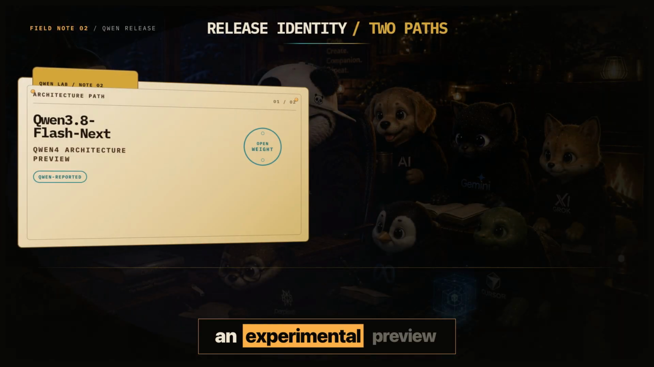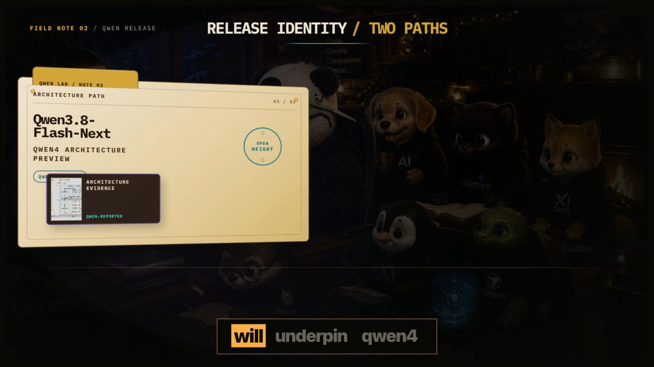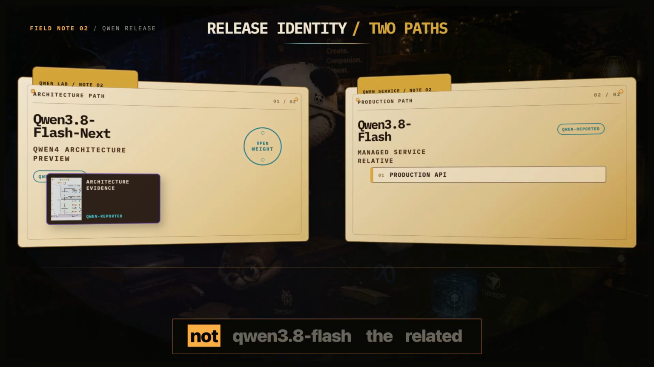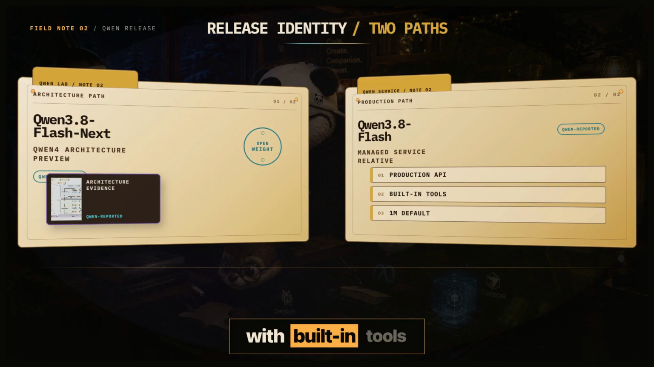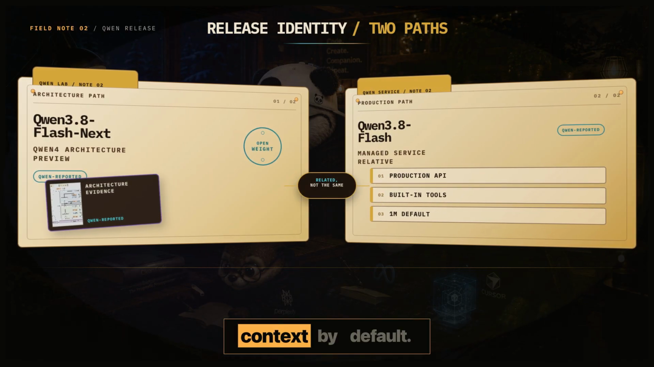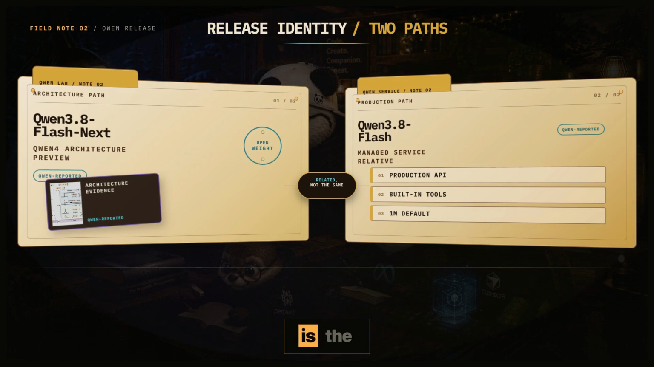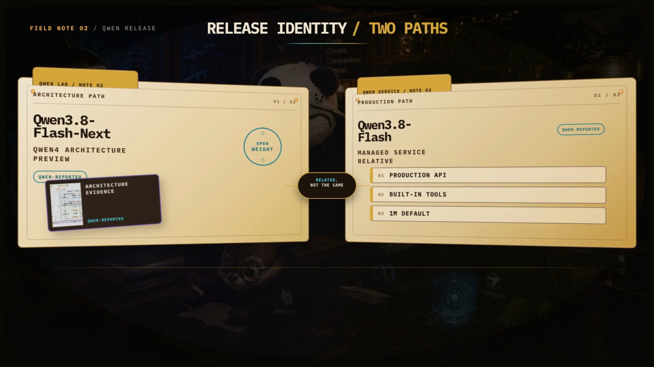This is an experimental preview of the architecture Qwen says will underpin Qwen 4. It is not Qwen 3.8 Flash, the related production API model with built-in tools and a 1 million token context by default. Flash Next is the open weight experiment.